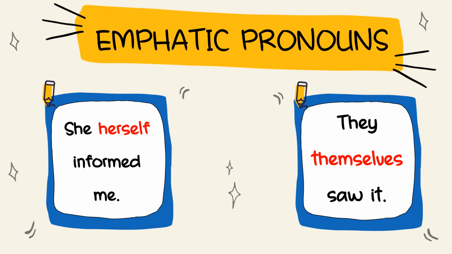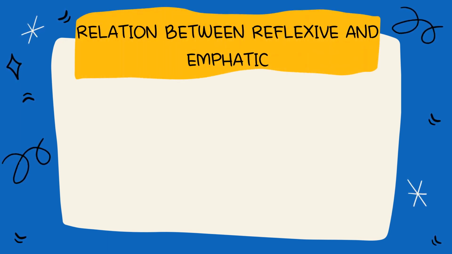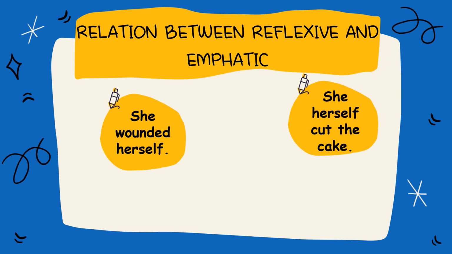Now, how can we know in a sentence whether it is a reflexive or an emphatic pronoun? So let us take these examples for better understanding. That shows the relationship between reflexive and emphatic pronouns. She wounded herself. She herself cut the cake. In the first sentence, she wounded herself. She is the subject, wounded is the action she is doing, and herself is the reflexive pronoun. That is, it is referring back to the subject, that is the girl, she.